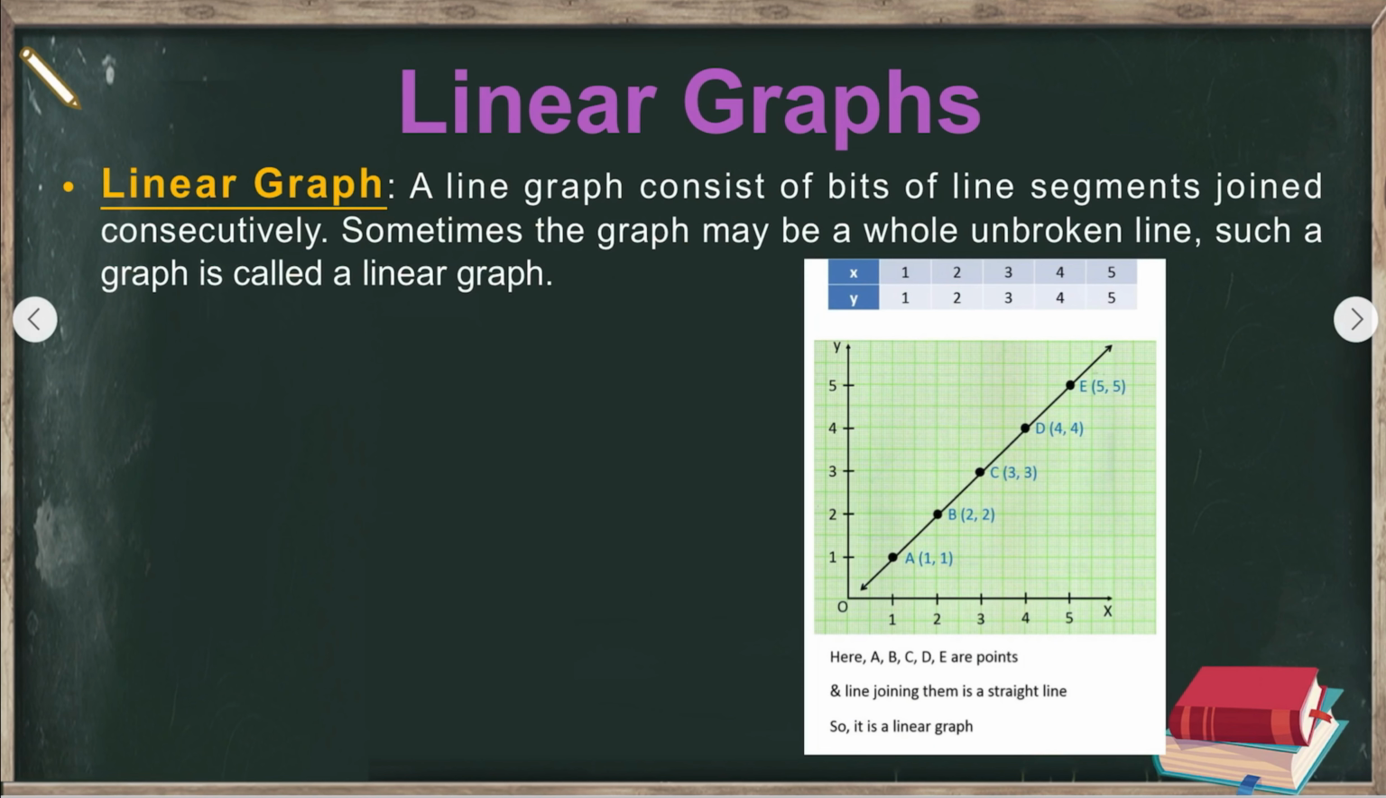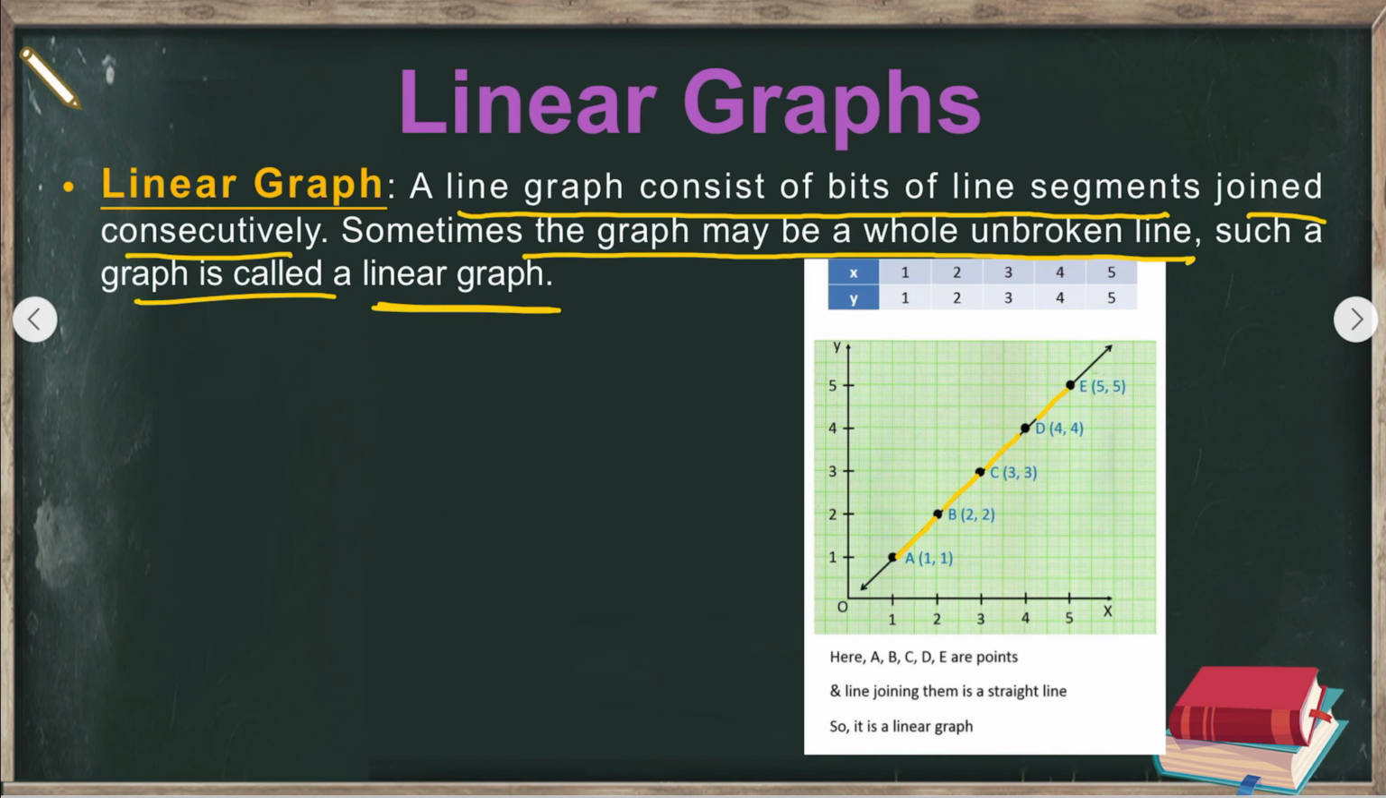A linear graph, or line graph, consists of bits of line segments joined consecutively. So this linear graph is made by these line segments which are joined consecutively, in such a manner that the graph may be a whole unbroken line. There is no breakage in between the line. Such a graph is called a linear graph.